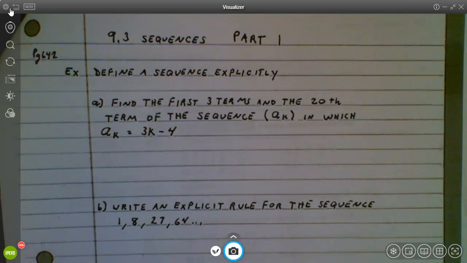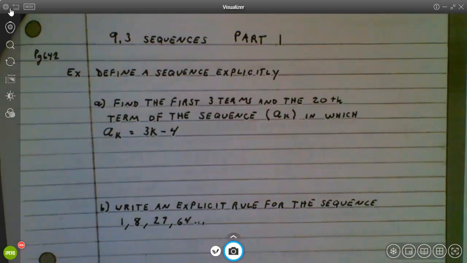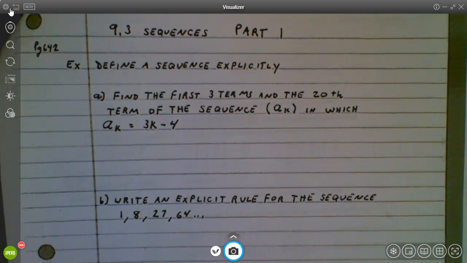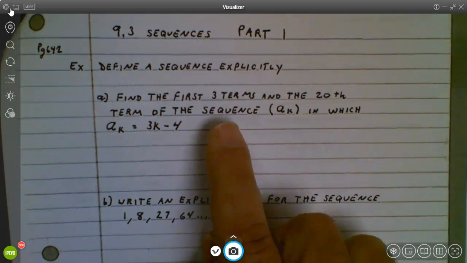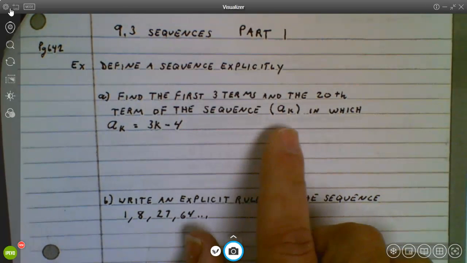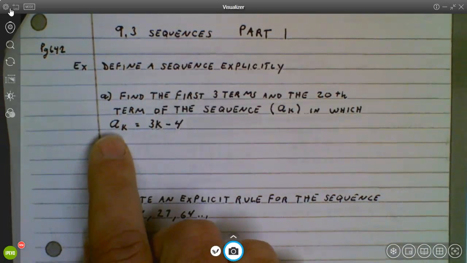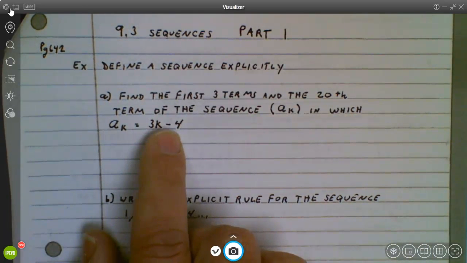The first thing we're going to talk about is the explicit definition of a sequence. I actually like this much more than the recursive way of looking at it, and I'll show you why in just a minute. This says find the first 3 terms and the 20th term of a sequence. This is just the title we're giving it: a sub k is the title of the sequence, where a sub k is defined as 3k minus 4.